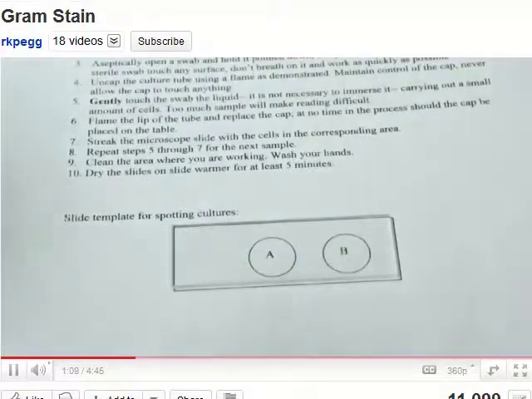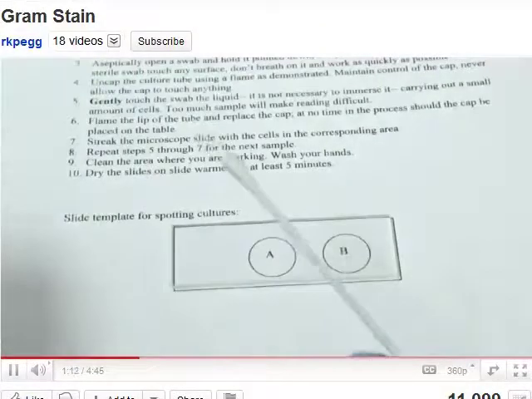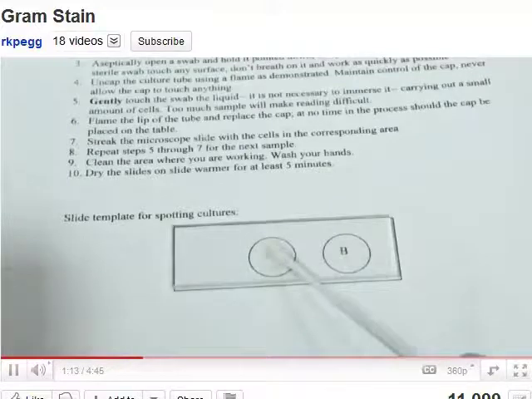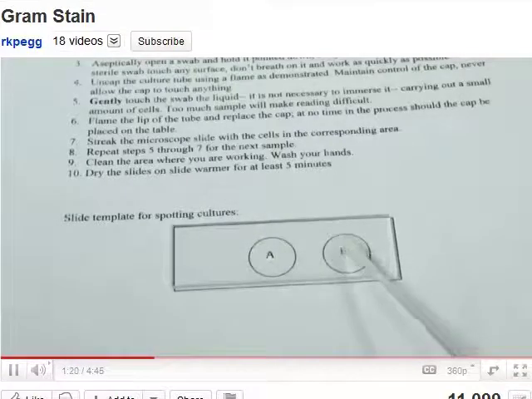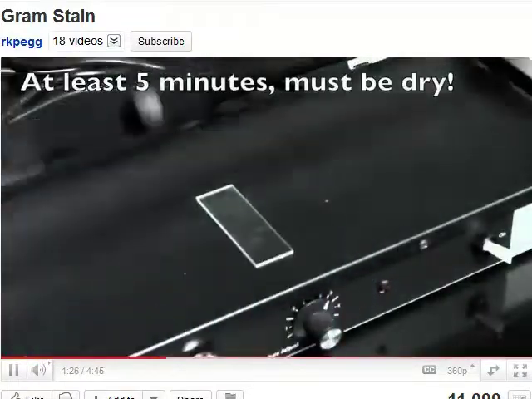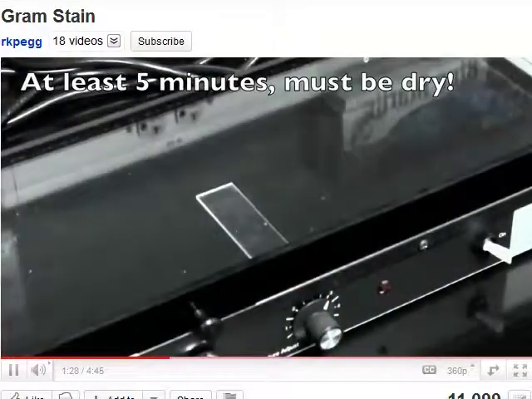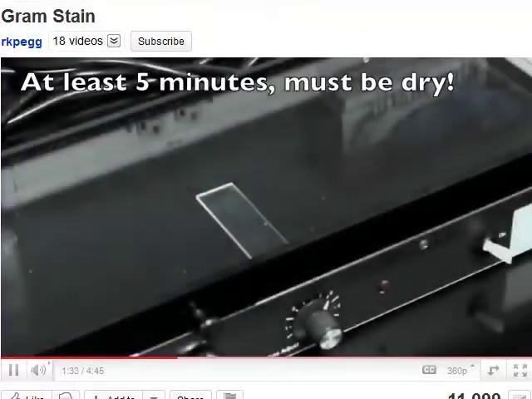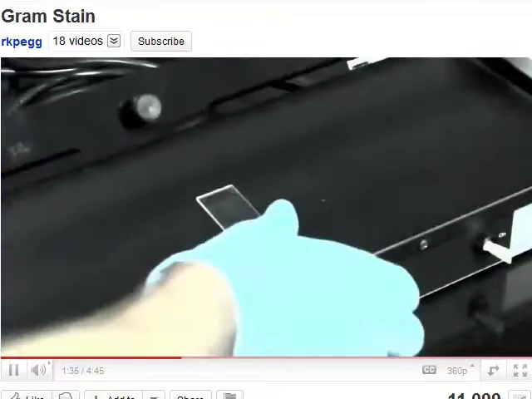Now, this is showing a microscope slide on a template, and the template, which is printed on paper, has spaces for A and B. We might compare a gram-positive and a gram-negative strain, or maybe we're comparing an unknown to a known strain. So there you can see the two applications. Next, it goes to the slide warmer, and typically that's 5 to 10 minutes, but you need to check and make sure it's dry. If it's not dry, leave it on the slide warmer for a longer period of time.